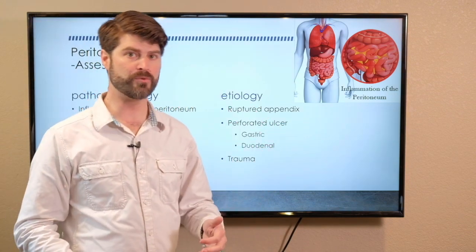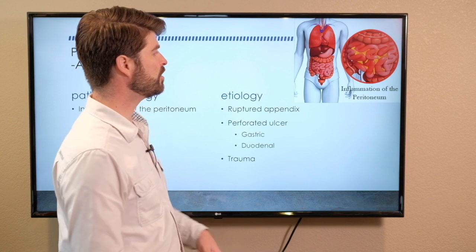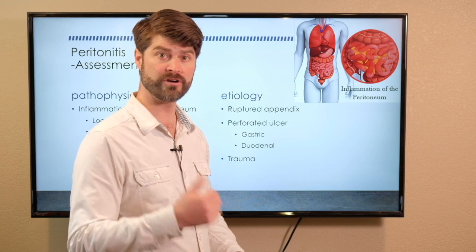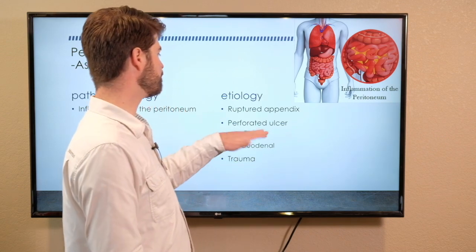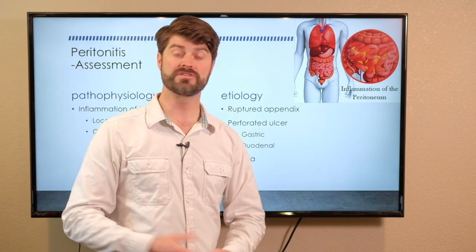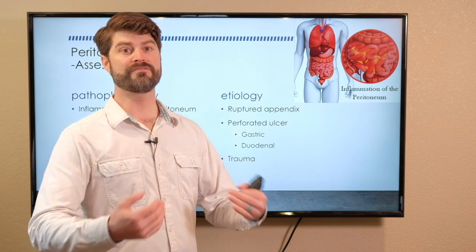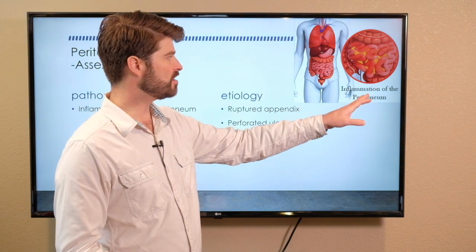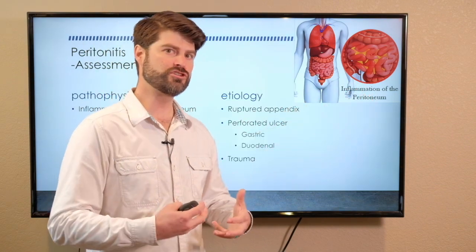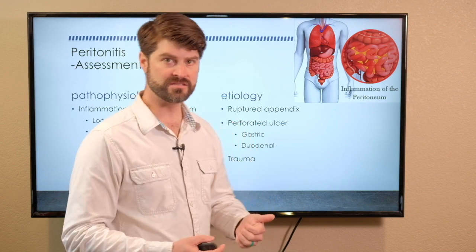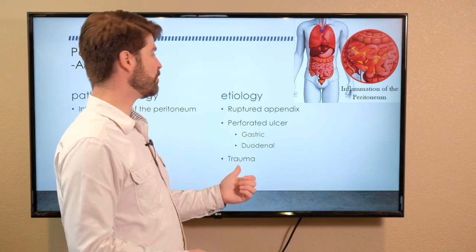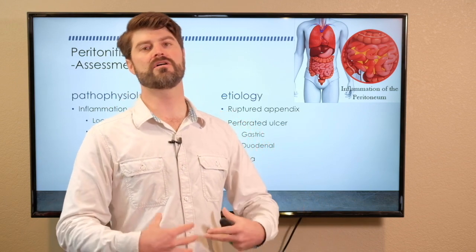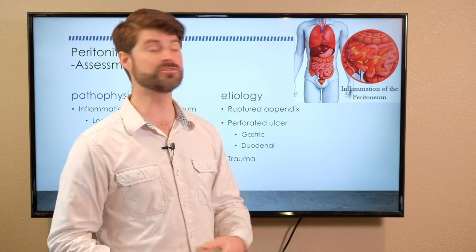Ruptured appendix is a big one. That would be a localized peritonitis, especially while they just have an inflamed appendix or a very recently ruptured one. Perforated ulcer, so those gastric or duodenal ulcers, if they perforate fully into the abdominal cavity, that's going to irritate and damage some of that connective tissue around the intestines, causing a peritonitis. Or trauma. So we're talking about blunt abdominal trauma, which is going to cause inflammation to some of those connective tissues around the bowels.